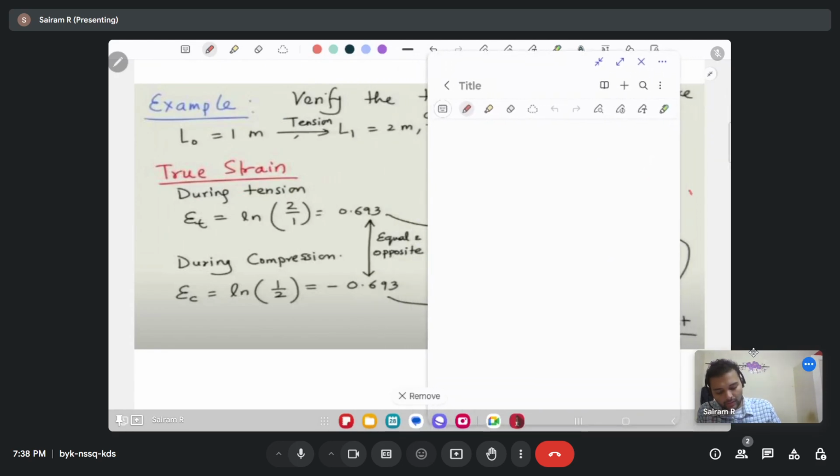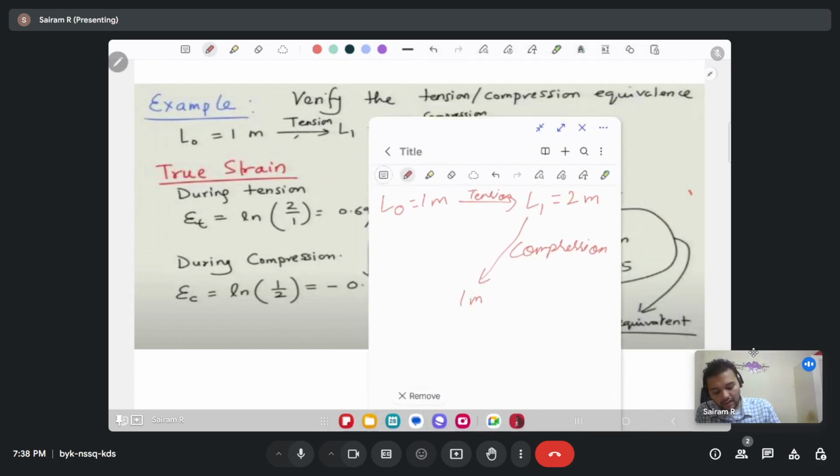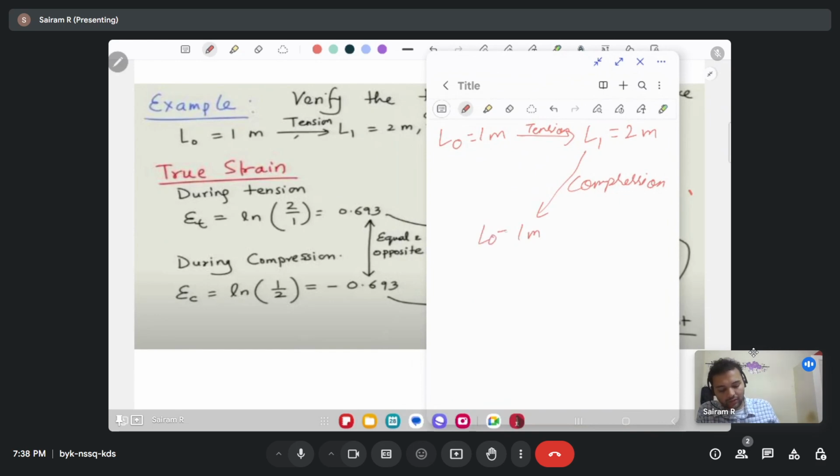I'll bring a note here. Here the given values for us are L naught equals 1 meter, and upon tension, when we apply a tensile load to this specimen, it reaches a value of L1, which is 2 meters in length, and then upon compressing this, it comes back to a dimension of 1 meter. Am I right? Yes. It moves back to a length of 1 meter. So we'll try and compute the true strain and engineering strain components of all these things involved.